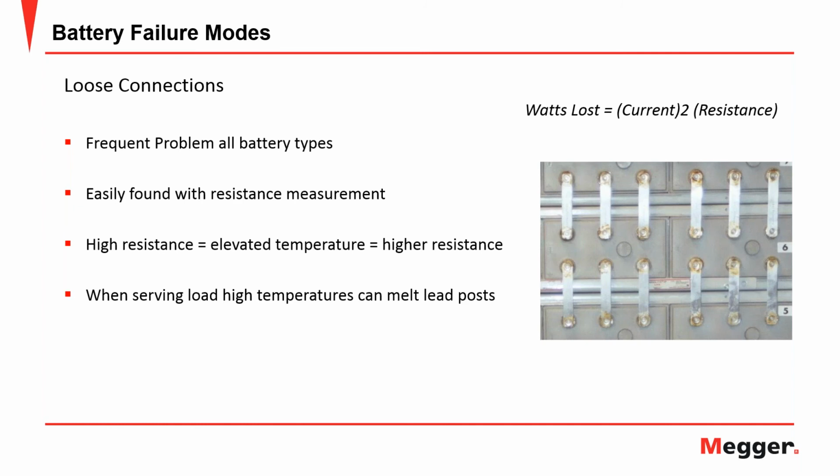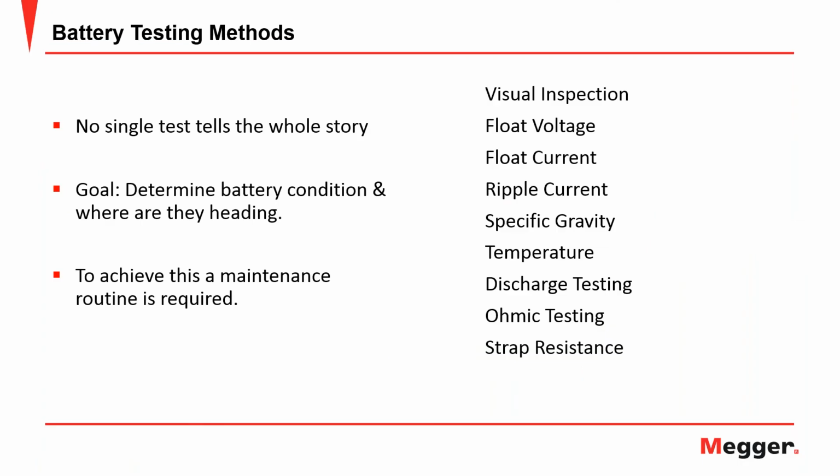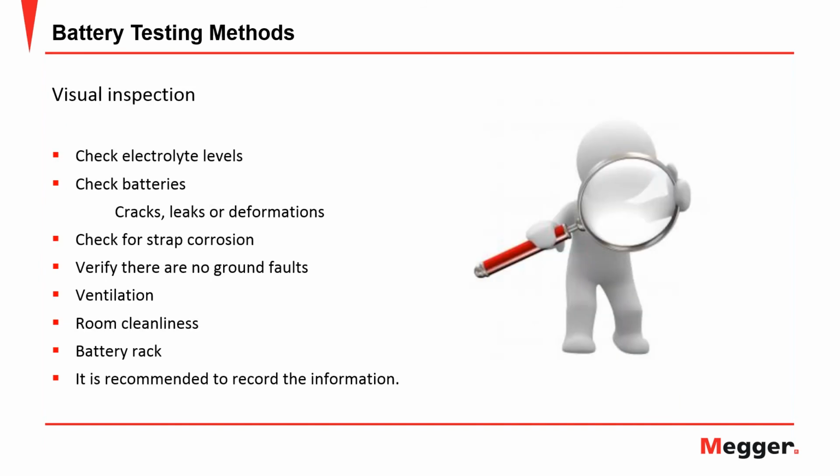Now let's go to some testing methods. One thing about testing is that no single test will tell you the whole story. You want to have a battery maintenance routine in place, regardless of the type of battery you have. Visual inspection is always a very important part of it. Check electrolyte levels, and check the batteries to see if there are any cracks, deformations or leaks. If you see that, you replace them. Check for corrosion and verify ground faults.